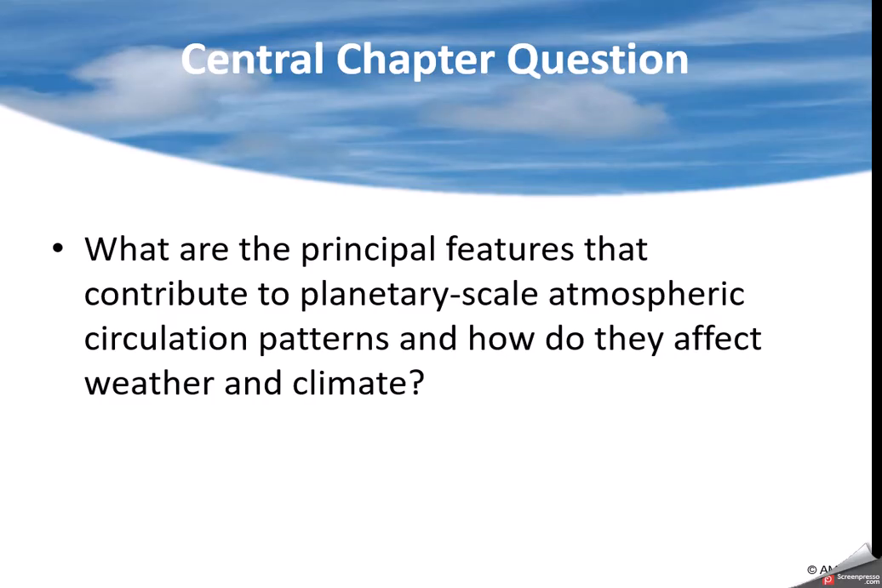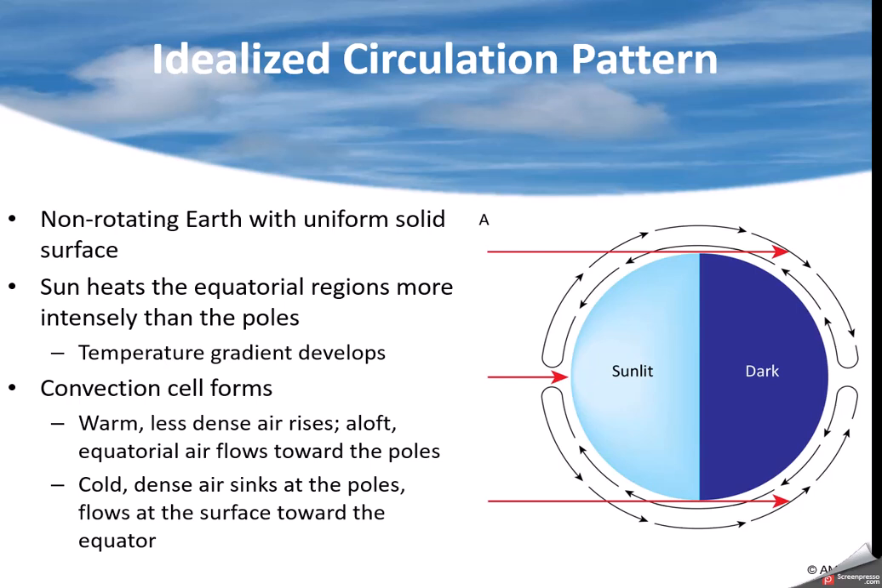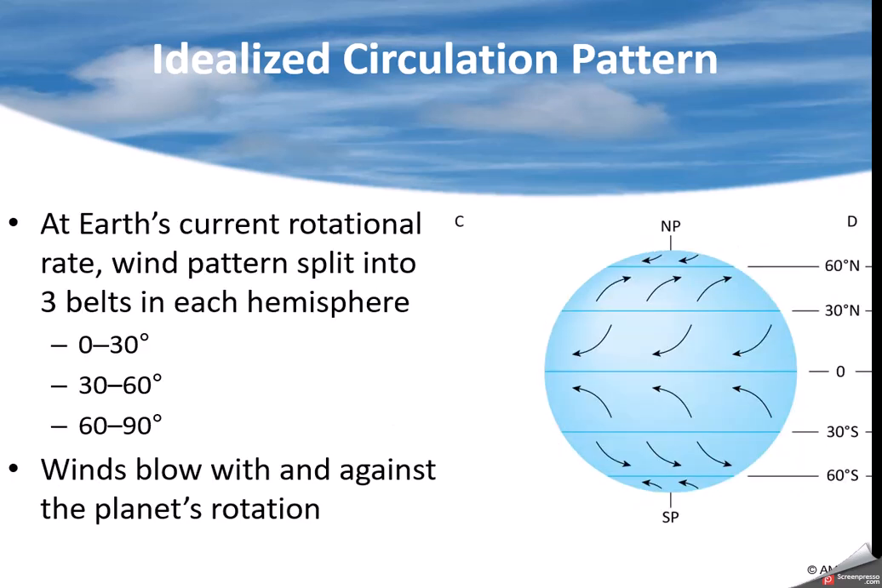So what are some of the principal features of this? Why is it important? Well, if the Earth didn't rotate, we'd have one side that got really, really hot, and one side that got really, really cold. And we would have air going up where it's hot. We've learned convection occurs where it's warm. So we'd have the air going up, sinking where it got cold. The Earth rotates, so that changes things a little bit. With that, what happens is we have three belts really to look at in the atmosphere.